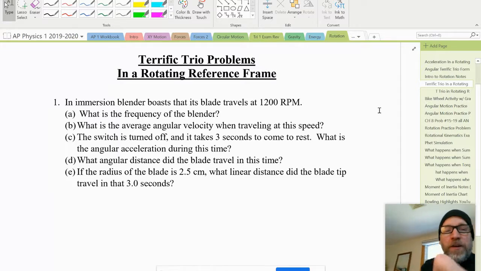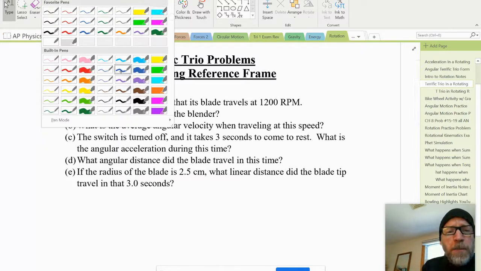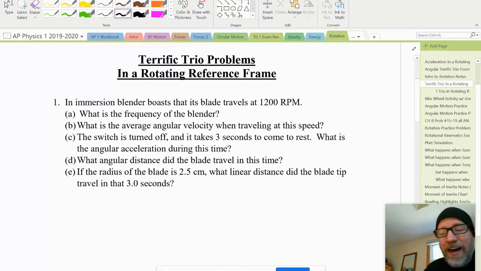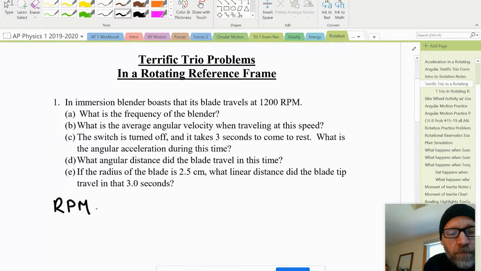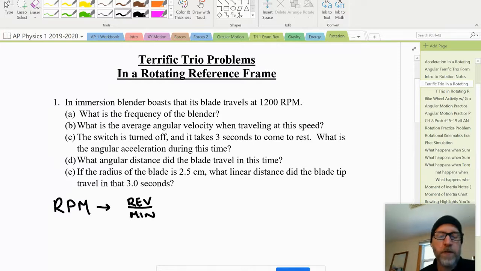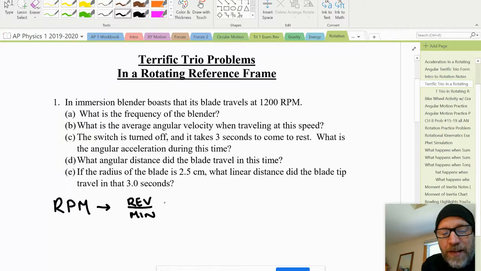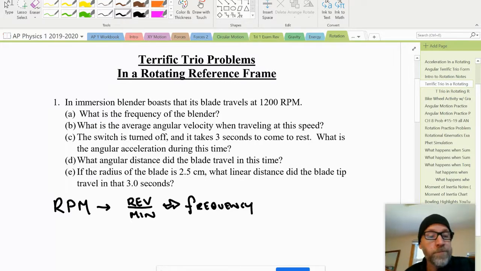An immersion blender boasts that its blade travels at 1,200 RPMs. RPMs. I know you already know what it is, but I'll pretend like you don't. RPMs is revolutions per minute, exactly what the word says. Here's the thing. This is actually a measurement of frequency, because it's how many revolutions per unit time. It just has different units on it.